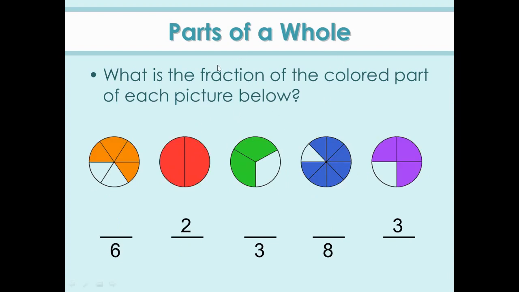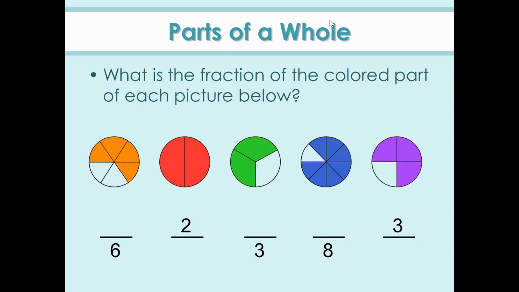Again, what is the fraction of the colored part of each picture below? Now, I left some numerators, which is that top number, the number of slices or sections that are shaded, and I left some denominators, that bottom number, how many equal parts is it broken up into? Blank. Your job right now is to pause that video and try your best to write down each of the fractions of the circles or pies that are in front of you. Figure out what is that numerator, how many are shaded, or figure out the denominator.